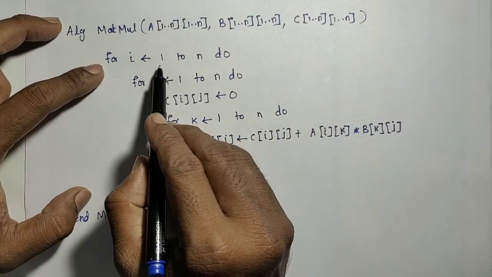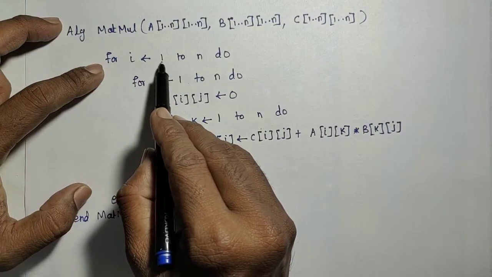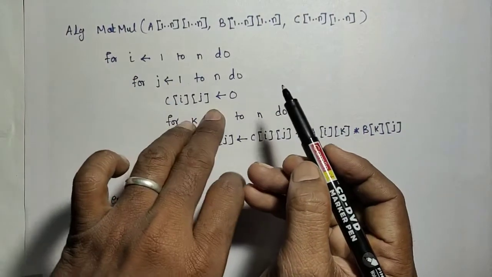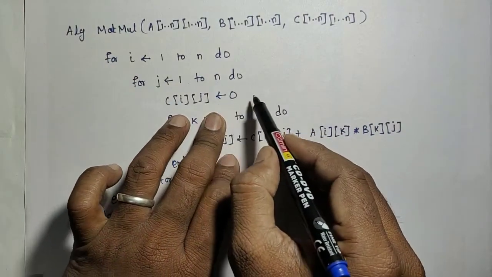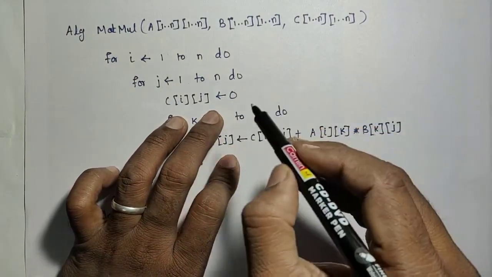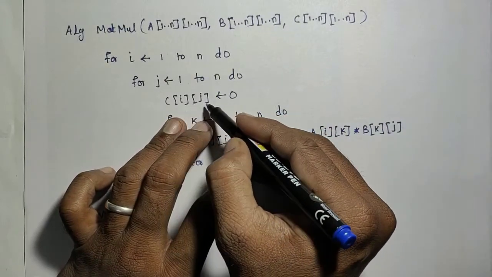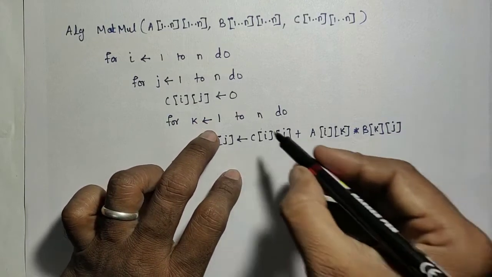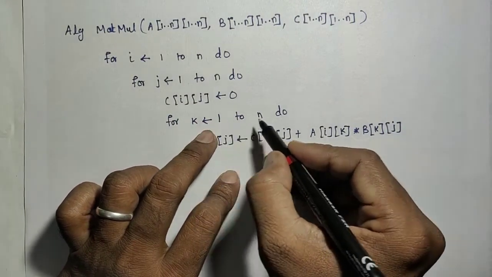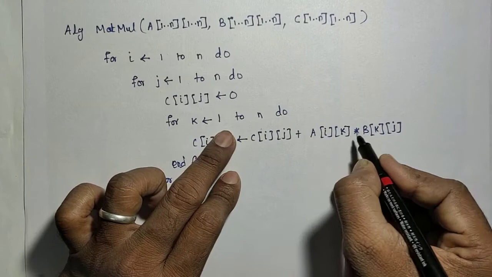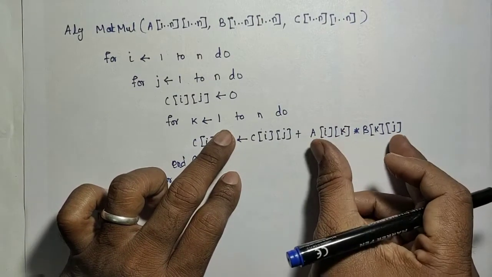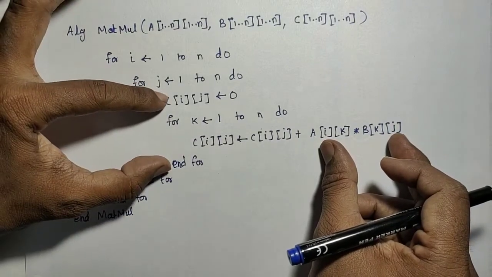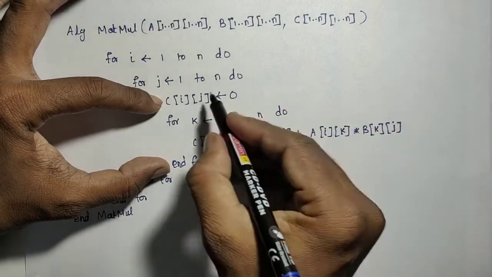Here we start the i loop from 1 to n and j equal to 1 to n. In matrix addition, C of ij equals A of ij plus B of ij. But here, to find that C of ij term, we need to do some number of multiplications. So I have to use another for loop, k equal to 1 to n. So A of ik and B of kj have to be multiplied and added with this one. So this is the procedure for finding one term, that is C of ij.